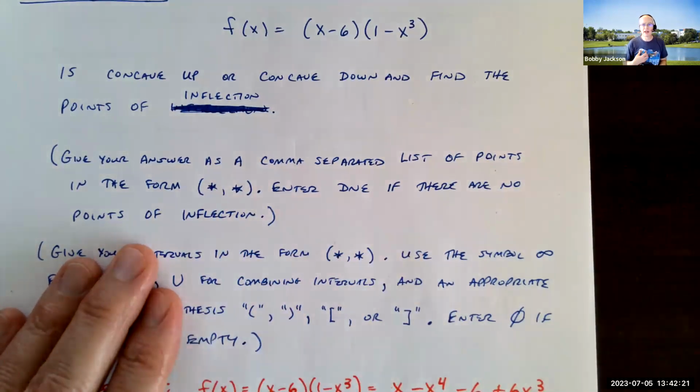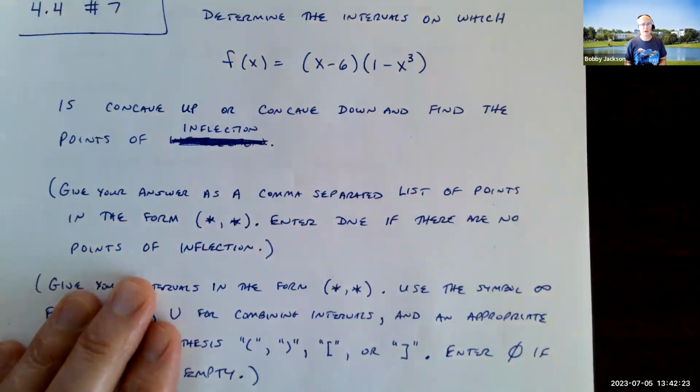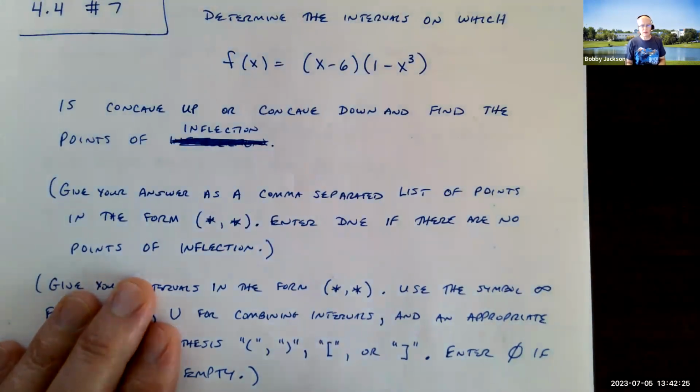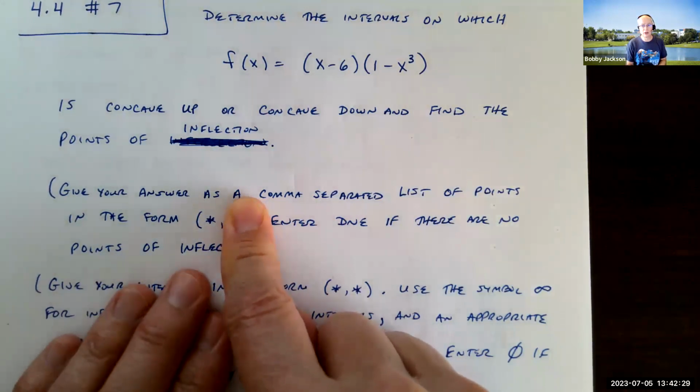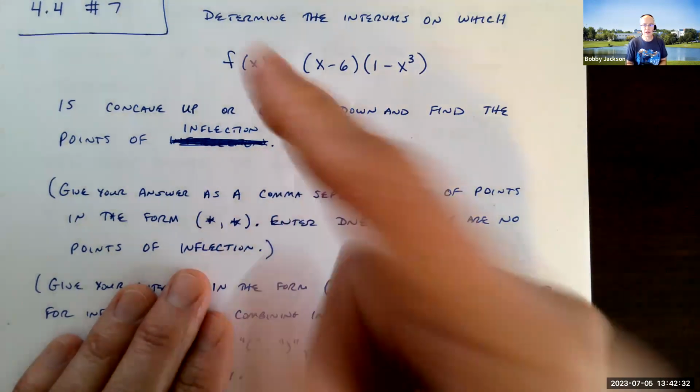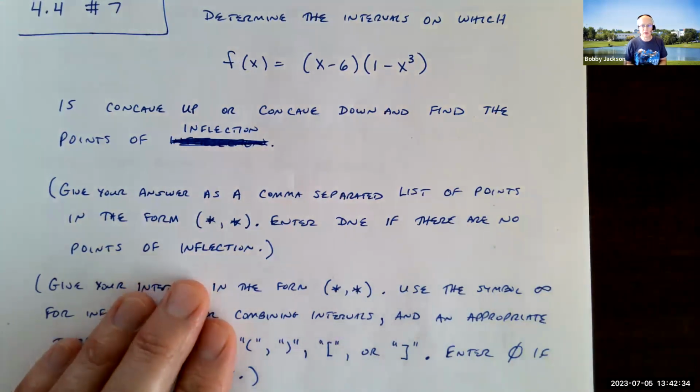Typically on a test or something that I give you, I just want to know the location of the points of inflection. So I would just say, give me the values of X where we have points of inflection. Of course, to get the Y value, simply plug those values of X into the function.